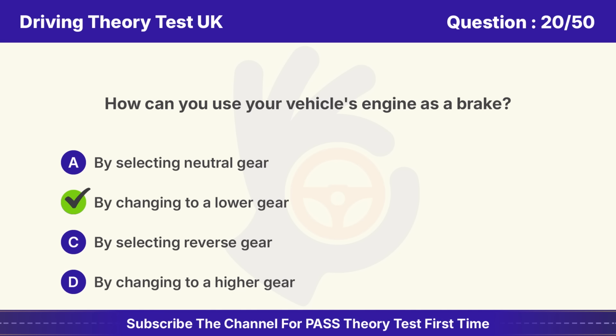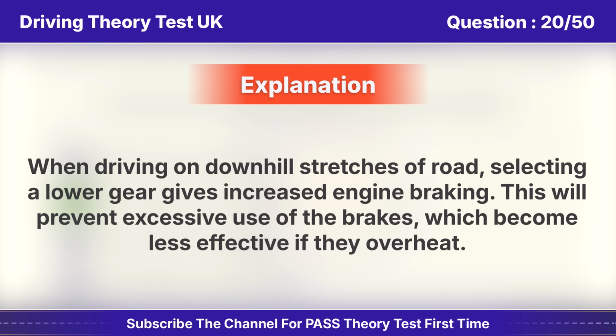Answer is B. By changing to a lower gear. When driving on downhill stretches of road, selecting a lower gear gives increased engine braking. This will prevent excessive use of the brakes, which become less effective if they overheat.